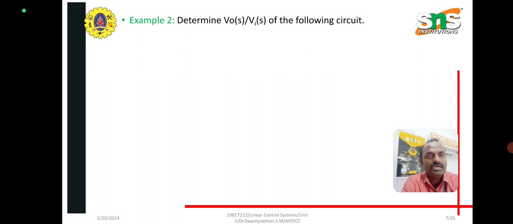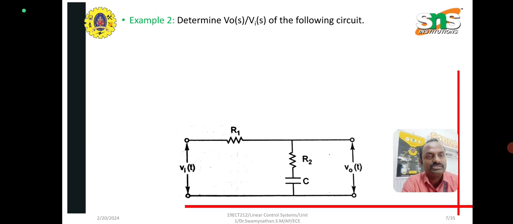Here is another example for the transfer function V naught of s, with R1, R2 and C. First, Vi of t is equal to R1 i of t plus R2 i of t, because both are in series connection. If series, then they are added, plus 1 by C integral of i of t dt, because that is the definition for the capacitor: 1 by C integral of current dt. For a resistor, it is R into i, because V is equal to IR. So V is equal to IR, where R1 is the first resistor and i of t is the current.